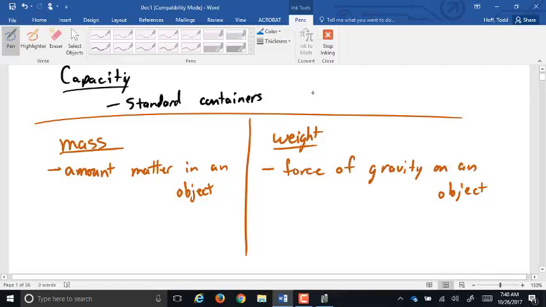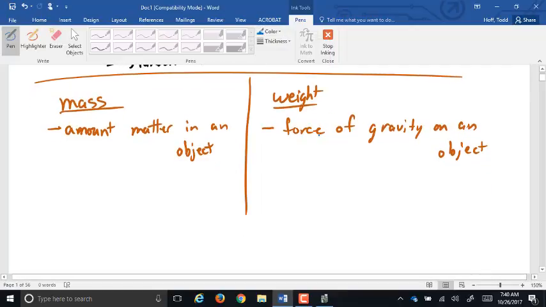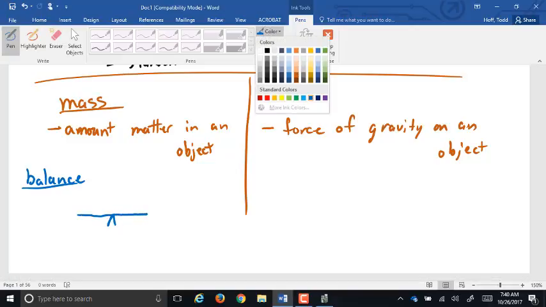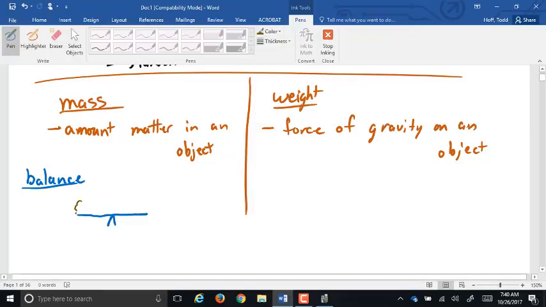The big difference is in how they're measured. Mass is measured with something called a balance. What a balance looks like is a very precise teeter-totter. On one side of it, we put the object we're trying to measure. On the other side, we'll put known masses. And when it balances, whatever this mass is, that's the mass of this object.